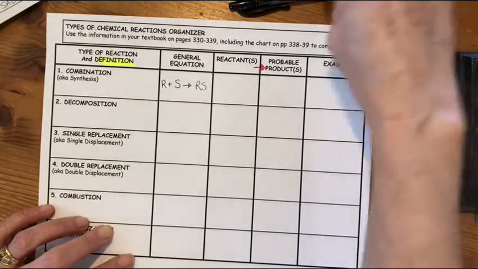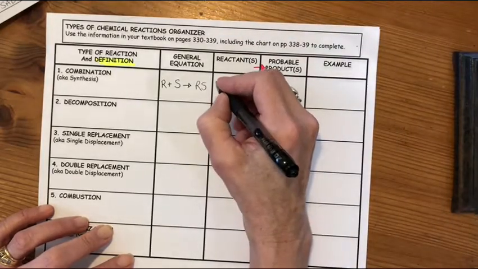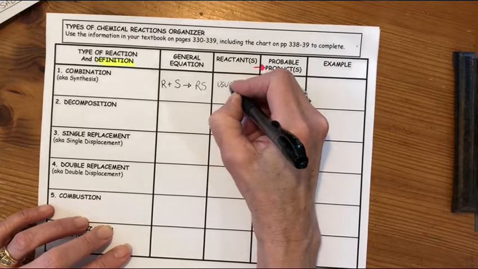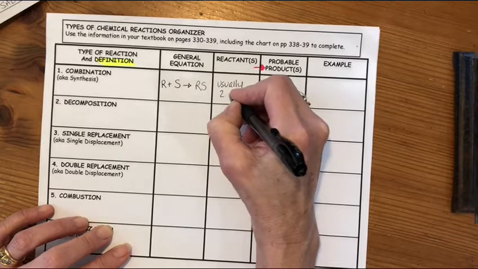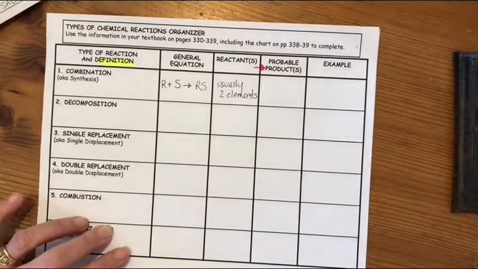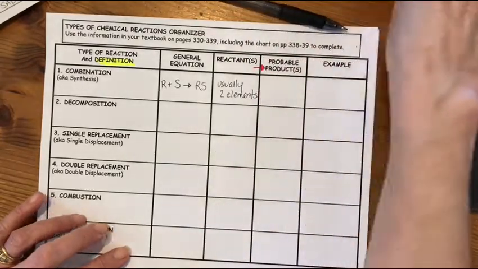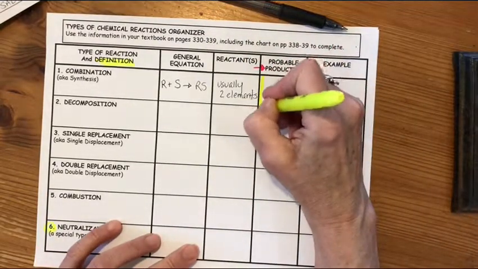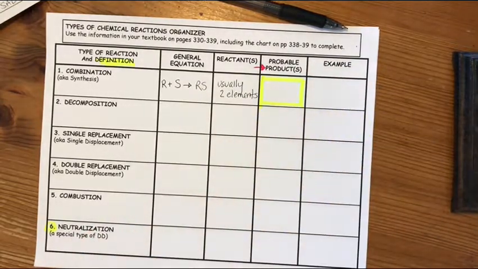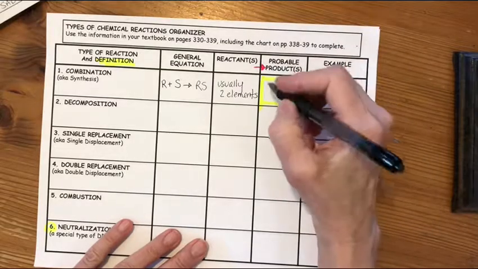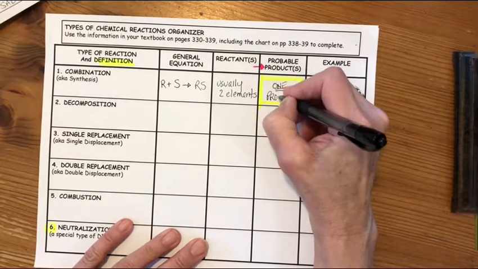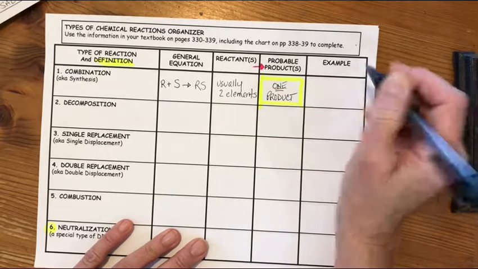Okay, so the reactants are typically 2 elements, not always. They can be an element and a compound. They can be 2 compounds. But the key for this type of reaction is the signal when you look at an equation to tell what kind of reaction it is: there's only one product, one single compound that's the product.